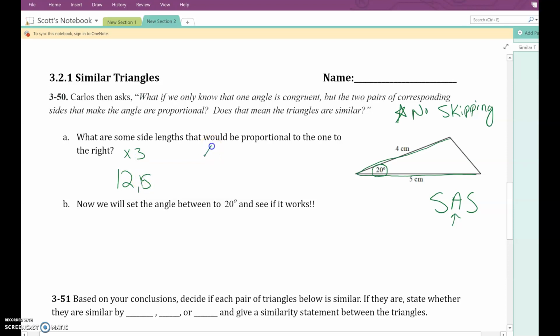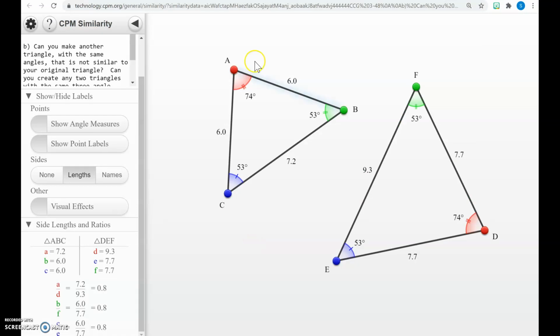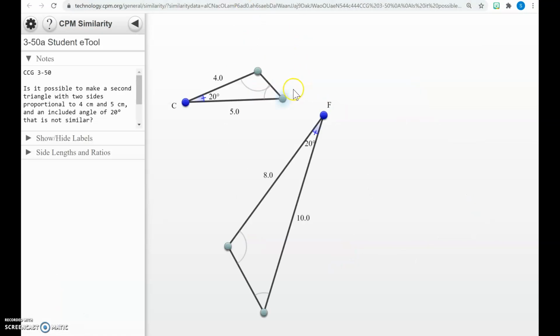If I multiply those two by 2, it would be like 8 and 10. So here's what I'm going to do. I'm going to go back to our lovely little device over here again. Okay. Hey, here's my scale factor of 2. What happens if I link these up? Bam. Oh, those 20s are good.